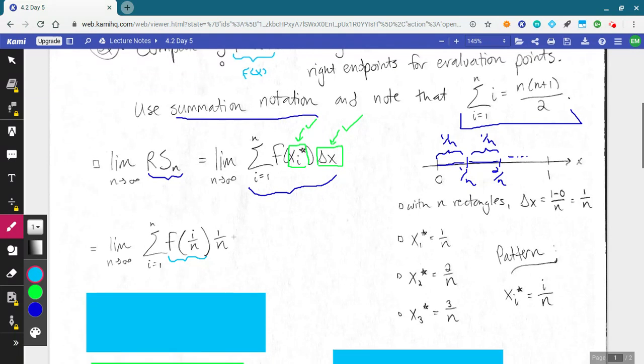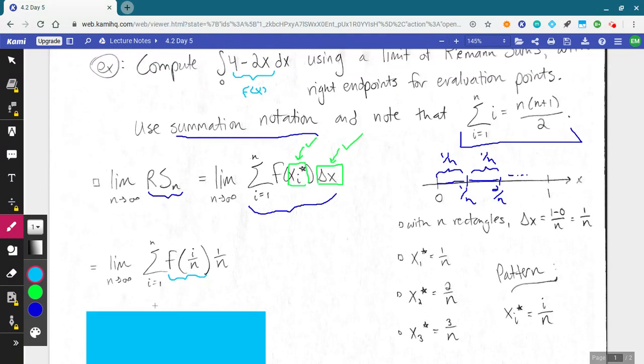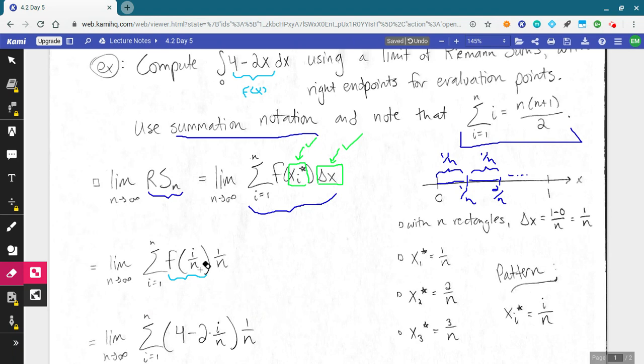Well, if we plug it into our function, we're going to get 4 minus 2 times i over n. And all of that will be multiplied against the 1 over n. Big parentheses here, because the 1 over n is multiplied against our entire function's output.